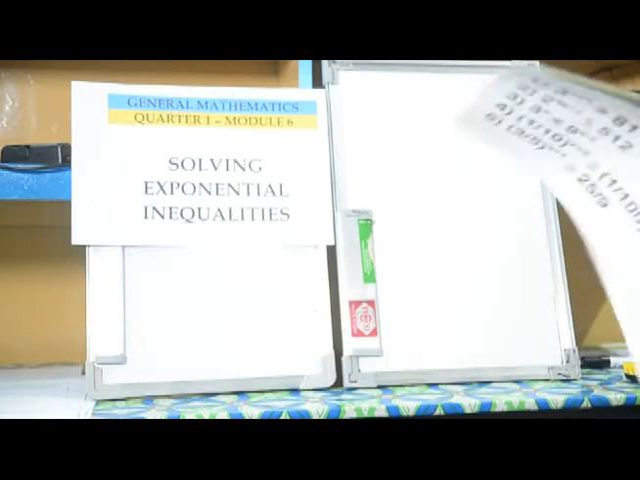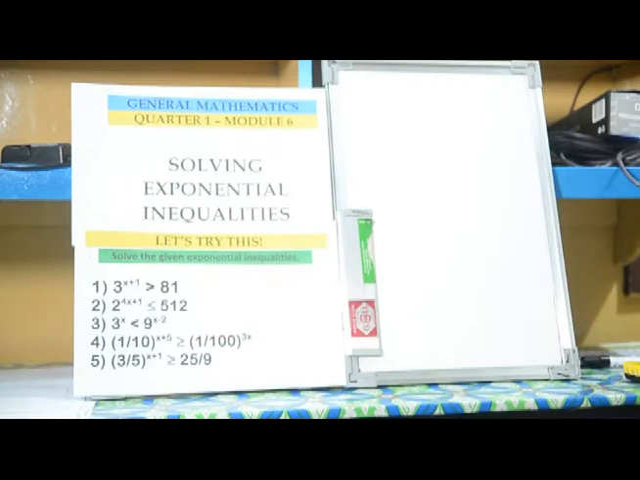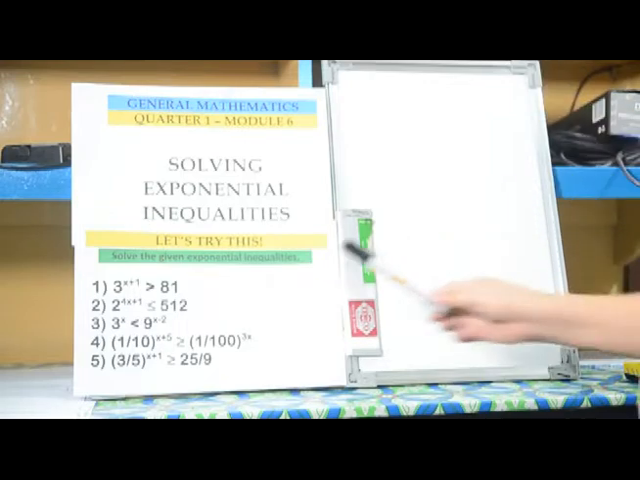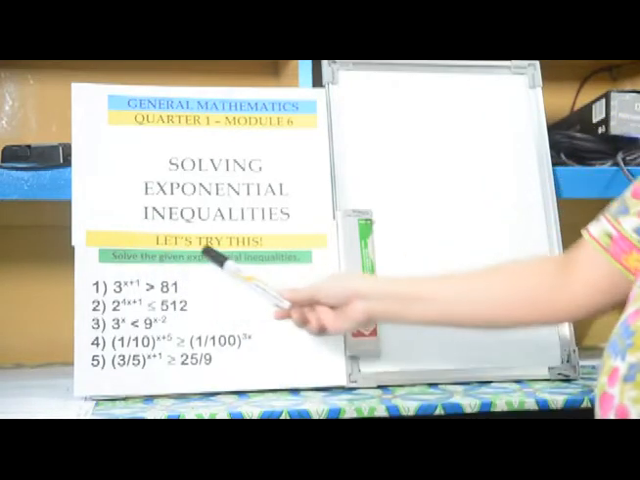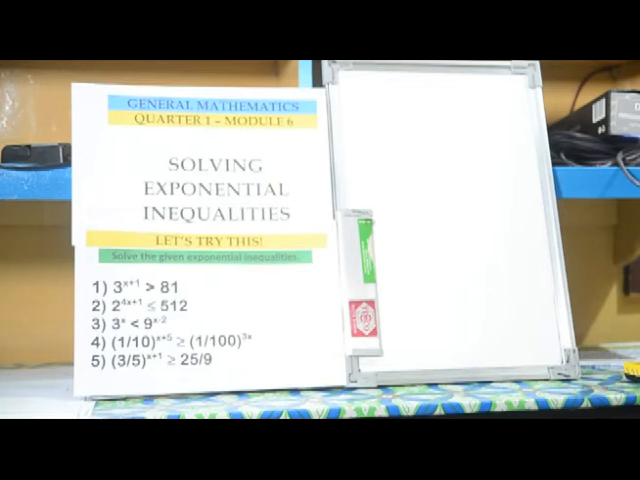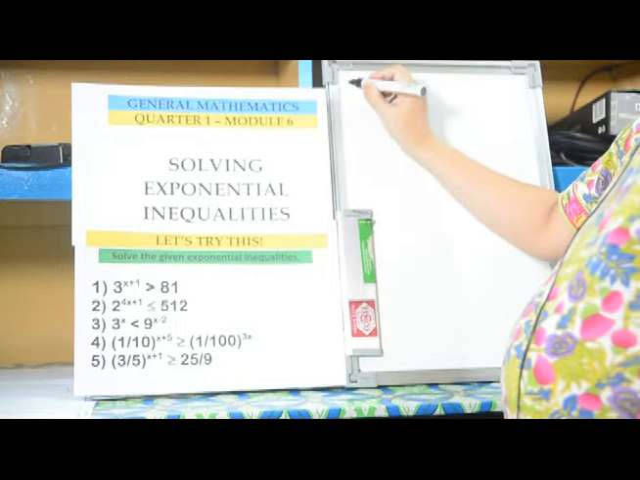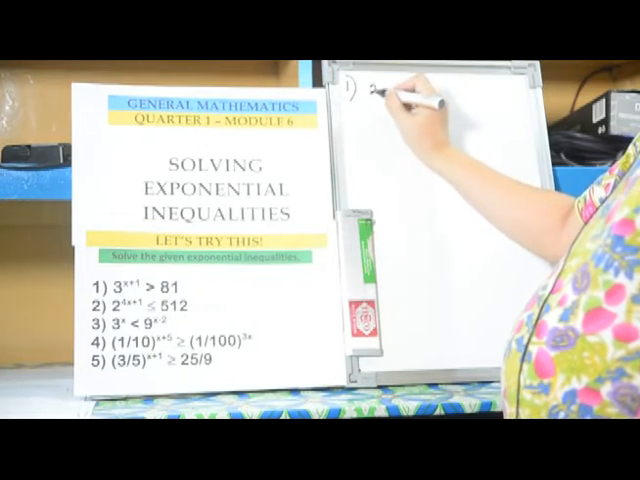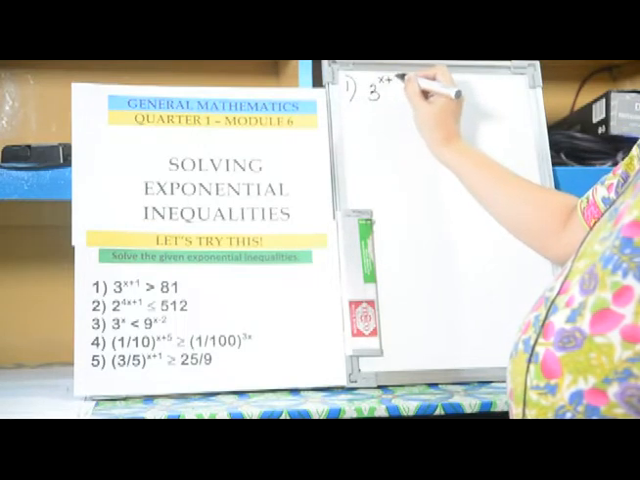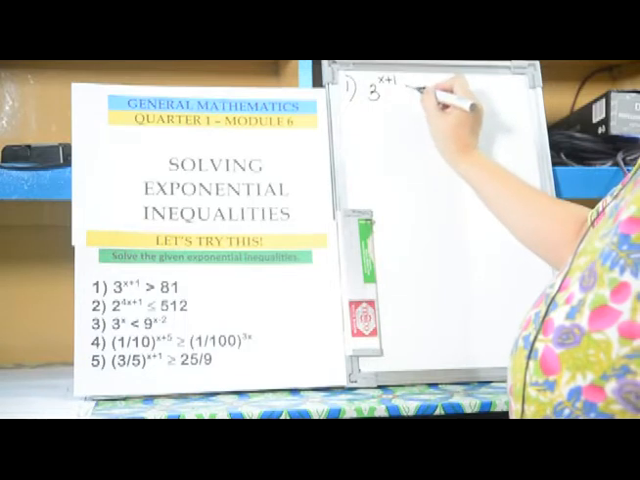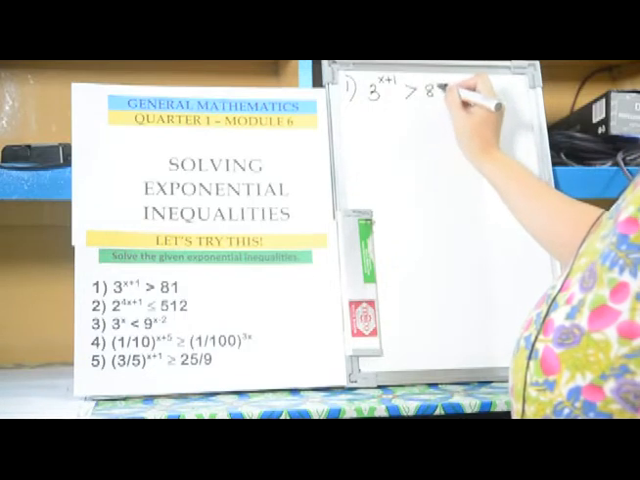I have here 5 examples. To further know about solving exponential inequalities, applying those properties and rules, solve the given exponential inequalities. Let's try this one. First is number 1, which is 3 raised to the power of x plus 1 is greater than 81.